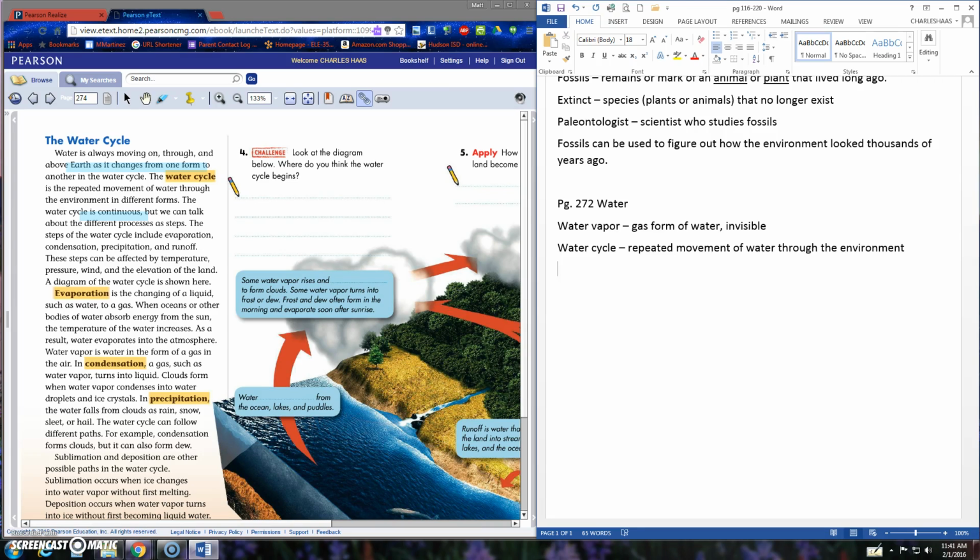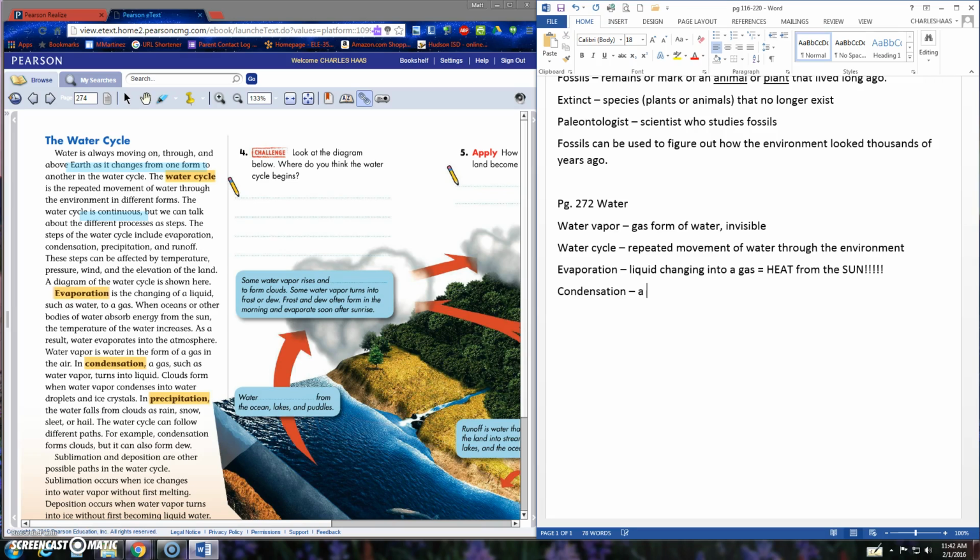So the first word, evaporation. This is liquid changing into a gas. This happens with heat from the sun. And we said before, the sun is the most important part of the water cycle, because without that sun's heat, evaporation won't even happen.